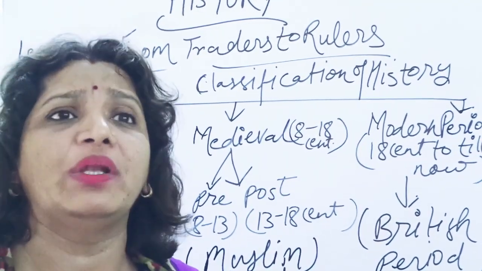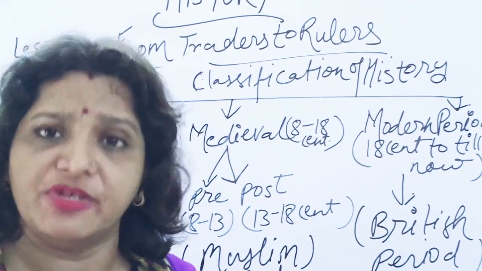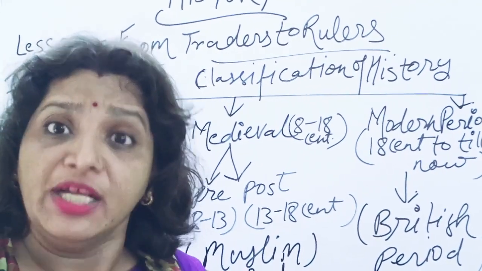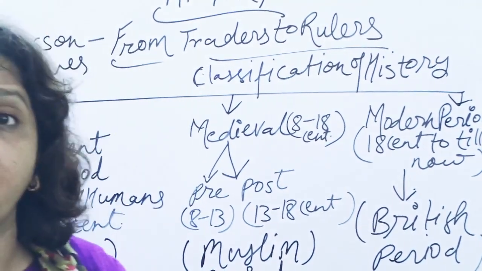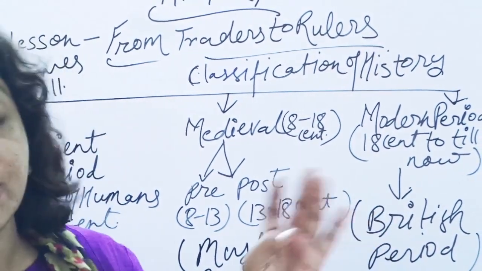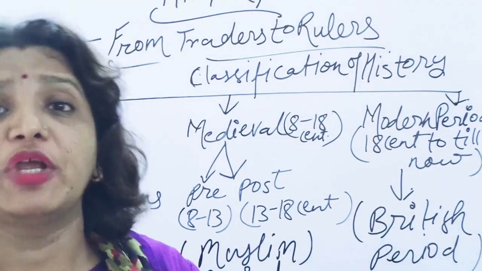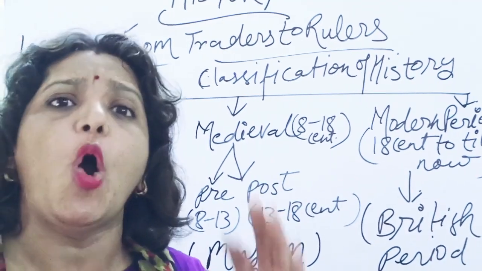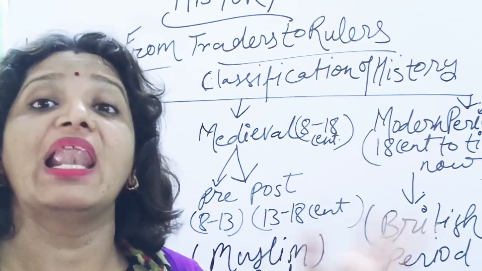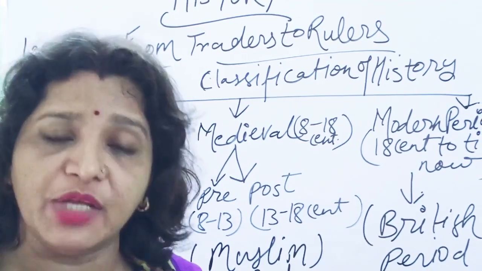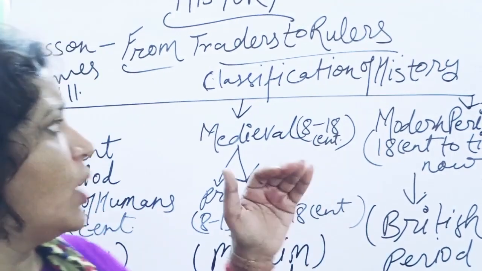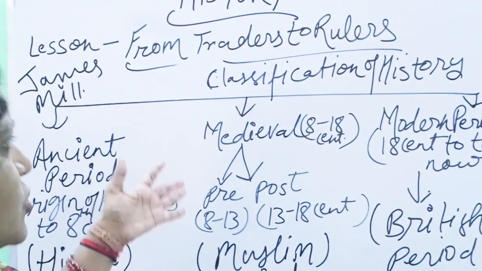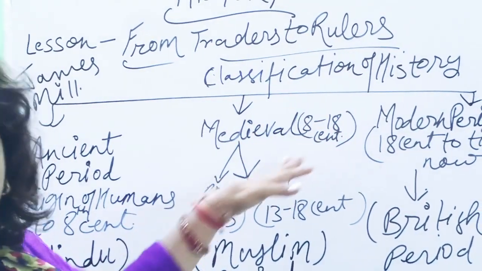GK is not only general awareness or current affairs. GK is more than that: GK will cover your history, your civics, meaning political science, your economics, and your geography. GK means completing all the branches, all the perspectives of our life, our world, our scenarios. Clear my point?